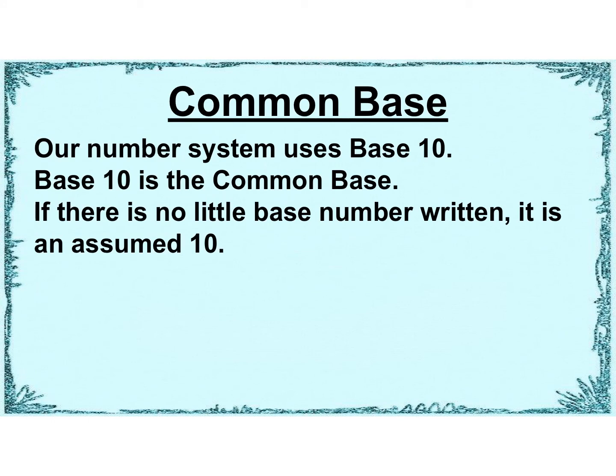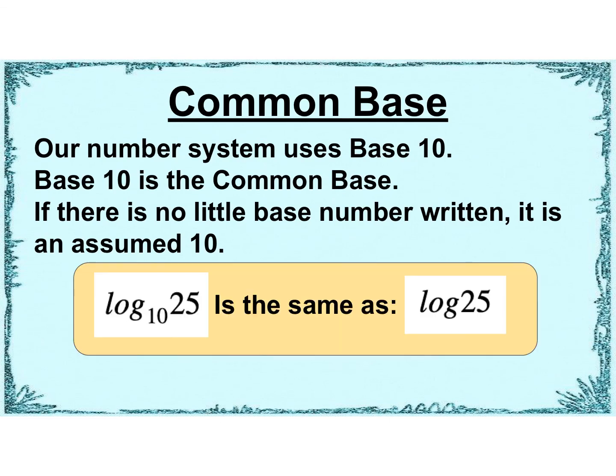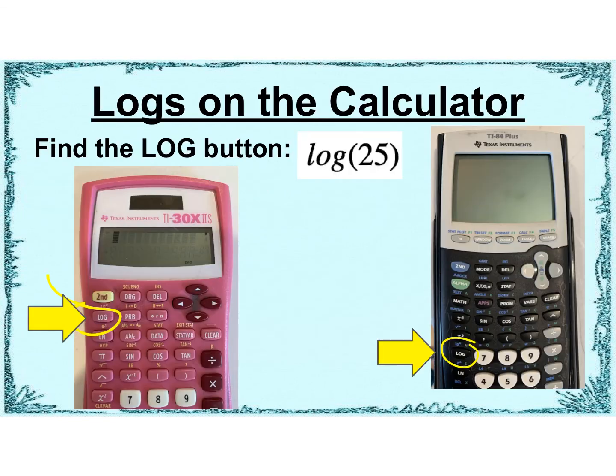So a little bit about this log and the base that we work in. Our number system is base 10. Base 10 is the common base. If there's no little base number written like a subscript, then it's an assumed 10. So log base 10 of 25, and you're perfectly fine if you write it that way. It's the same as log 25. So if you see that on MCAS, SATs, or my work and there's nothing written, it is an assumed little 10. You can write it there as well. But our calculators only do log base 10 unless there's another program.